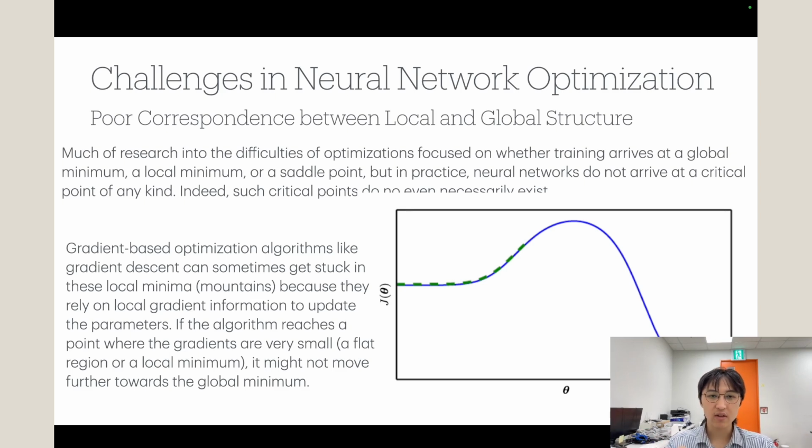Gradient-based optimization algorithms, like gradient descent, can sometimes get stuck in these local minima, mountains, because they rely on local gradient information to update parameters. If the algorithm reaches a point where the gradients are very small, it might not move further towards the global minimum.